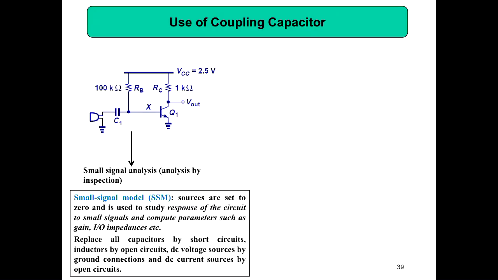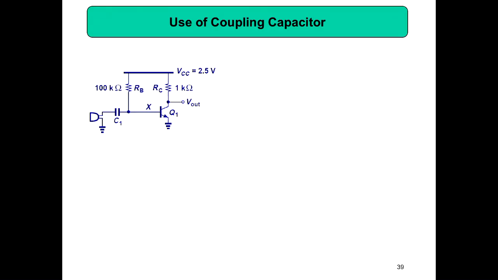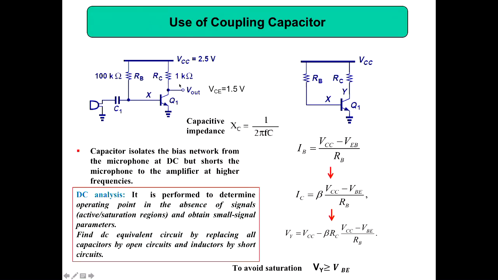Why I have shown this is that when you have a complete amplifier circuit, you will be designing it. When you design an amplifier, you think, okay, I have a microphone and I want to amplify the signal of the microphone, so I'm going to design a simple circuit with a transistor. So after drawing only, you will calculate all the values.